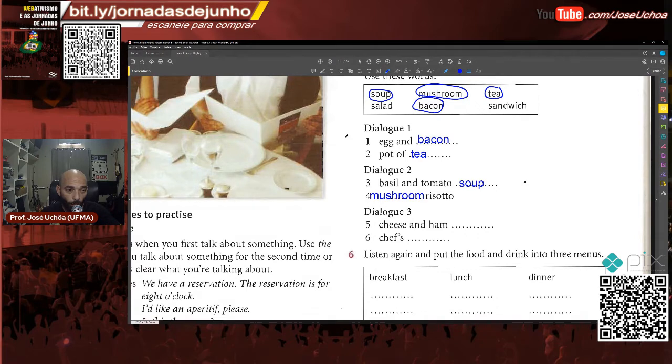The chef's salad, please. Okay, the second woman says the chef's what? The chef's salad. So by exclusion, the cheese and ham is the sandwich.